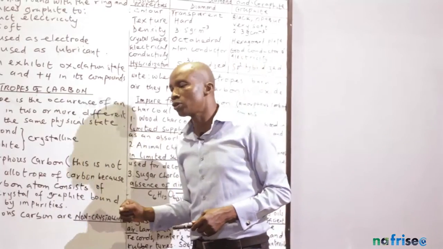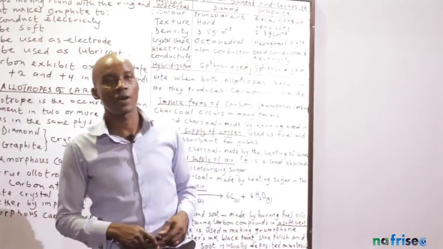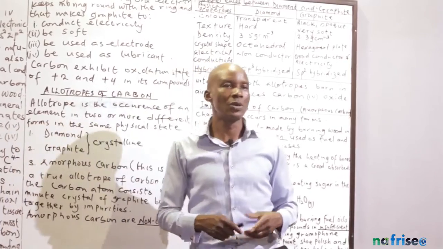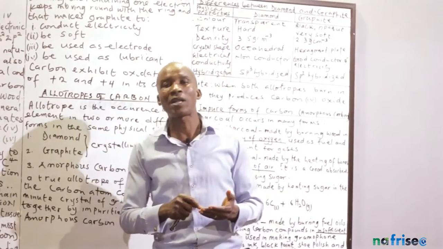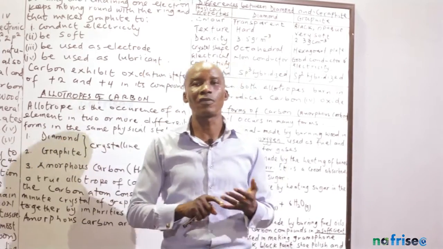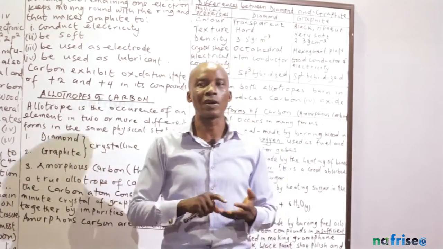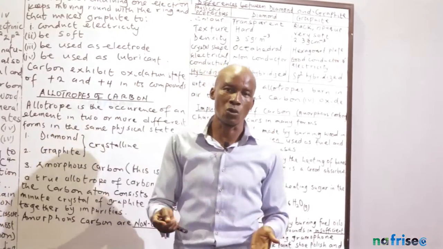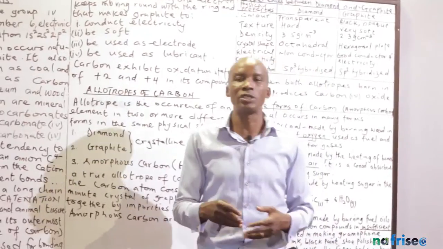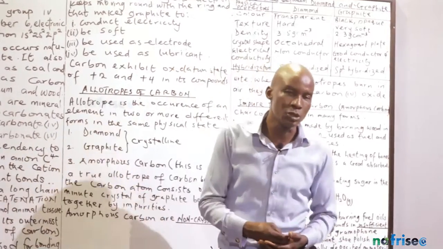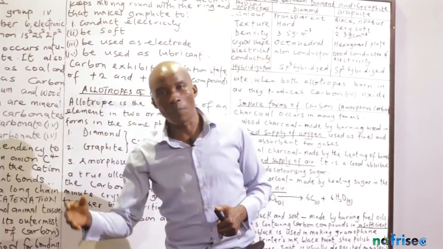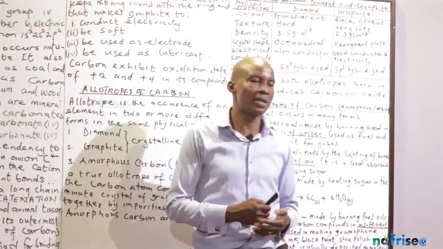So by the grace of God, we will stop here today. Next class, when we meet, we'll be looking at the properties of diamond, properties of graphite, uses of diamond, uses of graphite. We now move over to coal, the different kinds of coal that we have, the hard coal, the soft coal. We're going to look at the uses as well. Then from there we move on to the compounds of carbon, by the grace of God.